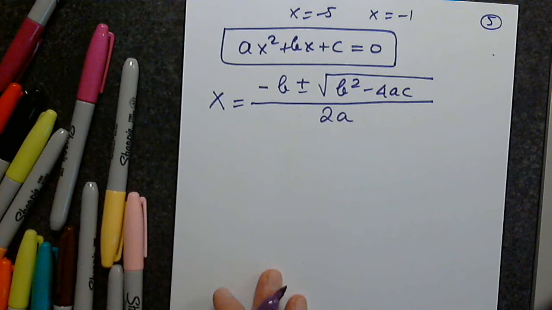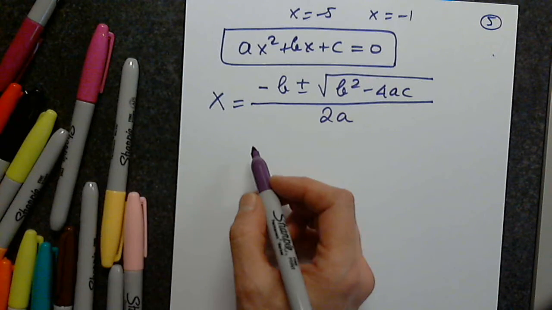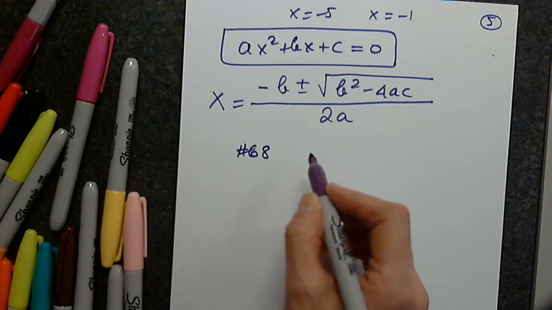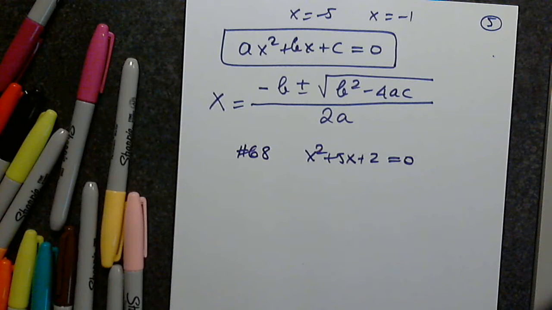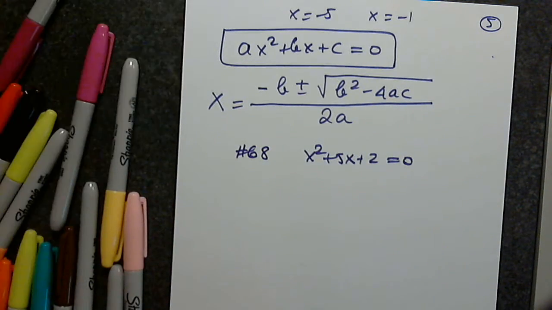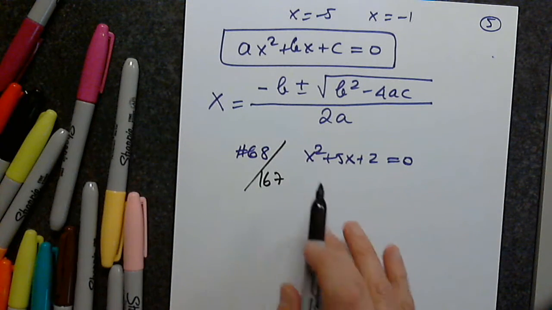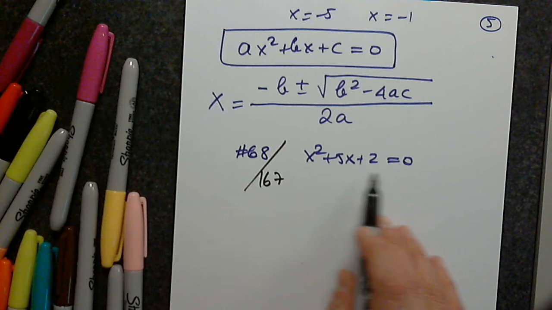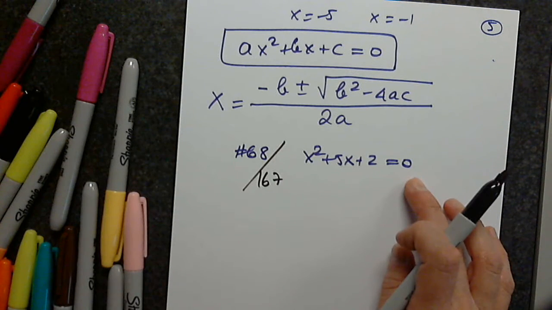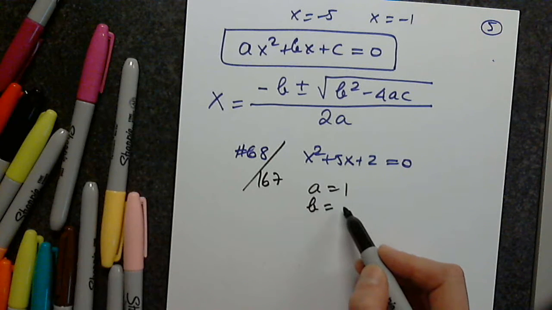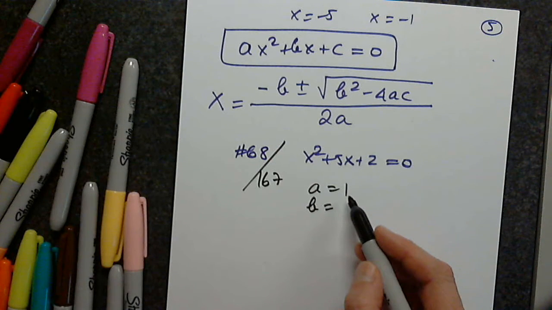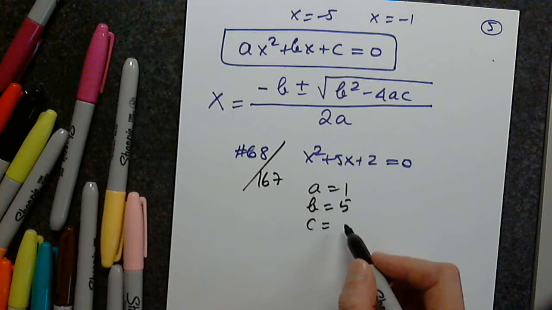With the quadratic formula, let's say number 68: x squared plus 5x plus 2 equals 0. Same page, right? We are still in 1.5. It's a good reminder to put it in. Okay. The polynomial is quadratic. It is in descending order. I have an equal symbol and I have 0. I identify a to be 1, b to be 5, and c to be 2.